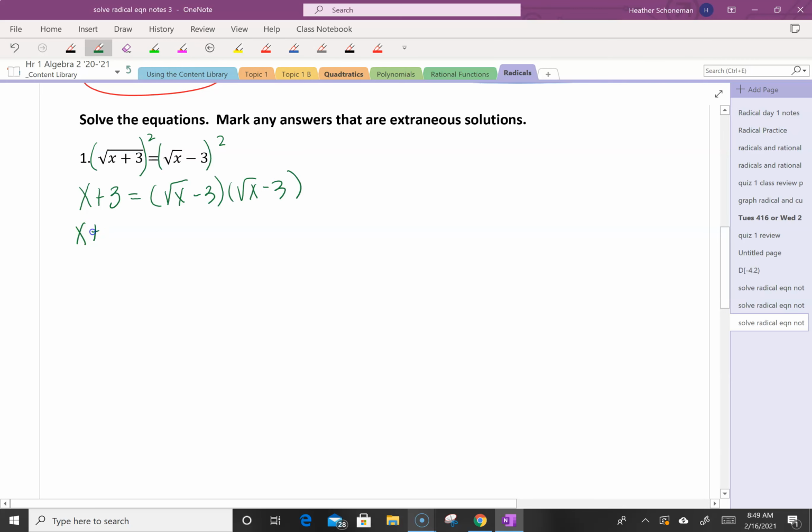All right, so no simplifying here, but now I got to multiply. This gives me x minus 3 square root x minus 3 square root x plus 9. Combine like terms first.